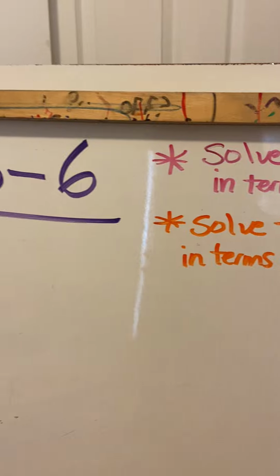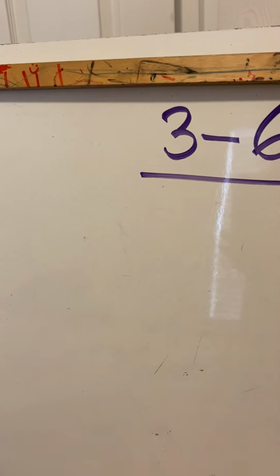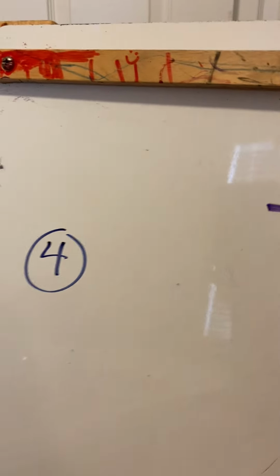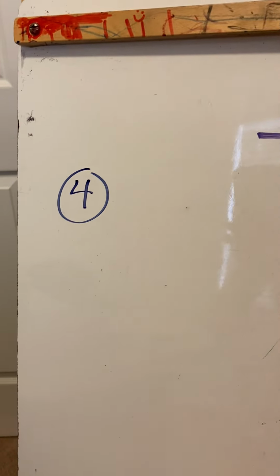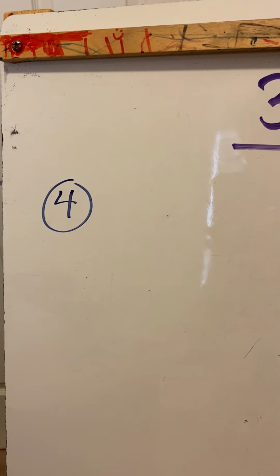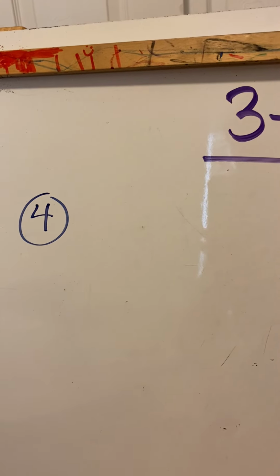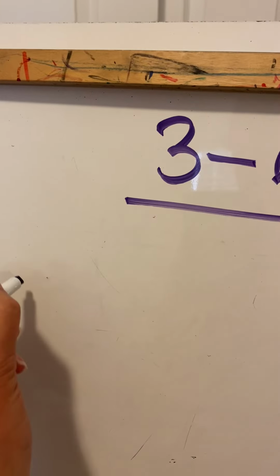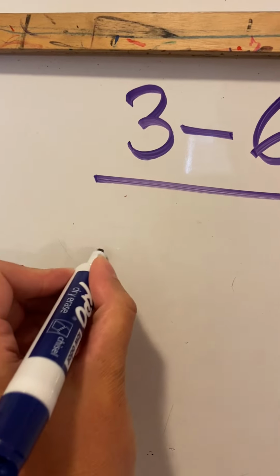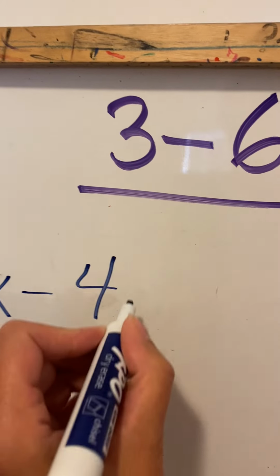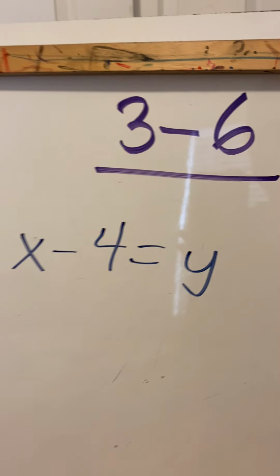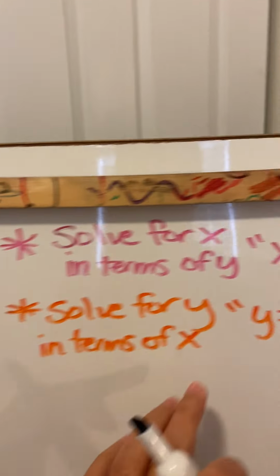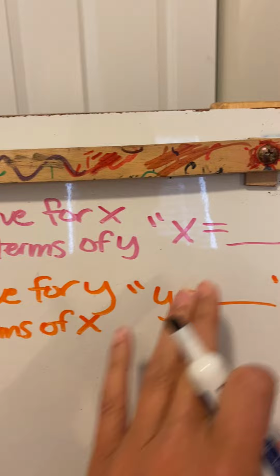Okay, so the first one we're going to do is number 4 on your worksheet. So we're going to write a number 4 here. That is number 4 on your 3-6 worksheet, and the directions say to solve for x in terms of y. So we need to solve the problem x minus 4 equals y. We want to get x by itself because this is solve for x in terms of y, so x by itself.